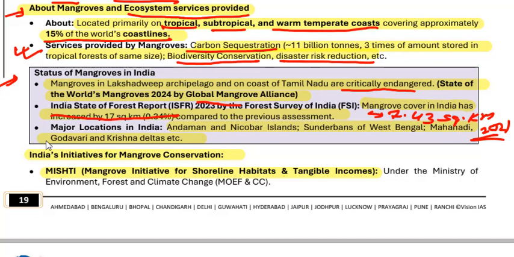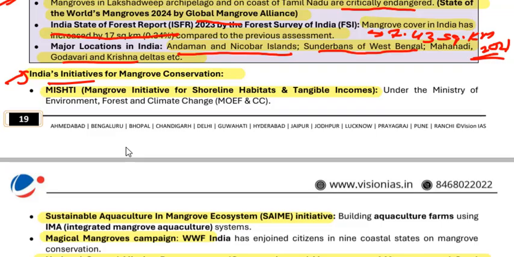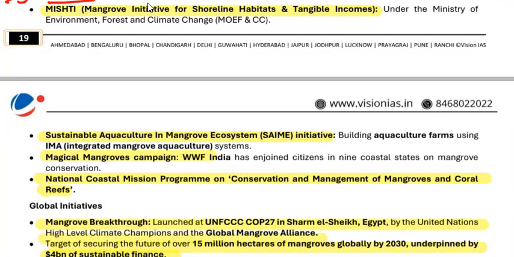Next is the major locations in India. This is Andaman and Nicobar Islands, Sundarban in West Bengal, Mahanadi, Godavari and Krishna Delta, etc. Next is India's initiatives for mangrove conservation. You just need to know the names of the initiatives, like MISHTI. MISHTI is Mangrove Initiative for Shoreline Habitat and Tangible Income. It is about economic generation for local people under the Ministry of Environment, Forest and Climate Change.